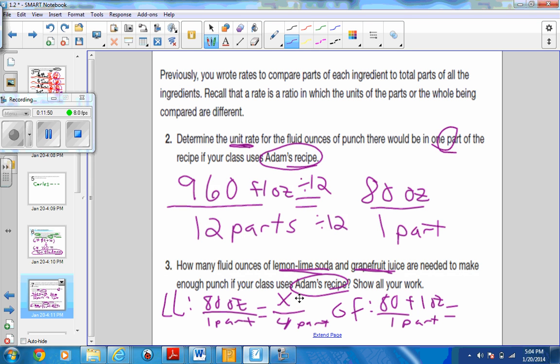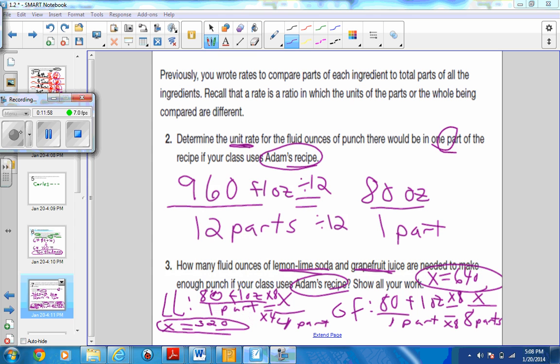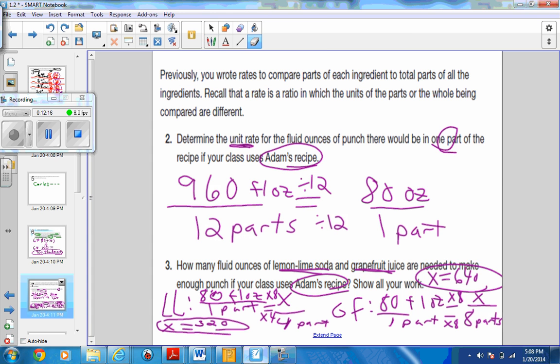Now I want you to go back and do the same thing for the grapefruit, and then solve to see what your X values are. If you look at the lemon lime, and hopefully on the right hand side you said your X was your unknown up top, and you know the 4 parts at the bottom. Okay, so how do you get from one part to 4 parts? Well, you're multiplying by 4. Oops, I see a mistake I made. So if you're multiplying by 4 on the bottom, you've got to do it at the top. So that should be multiplying by 4 as well. You can't multiply by something different. Okay, so what's 80 times 4? Well, that's where we get our 320 fluid ounces.